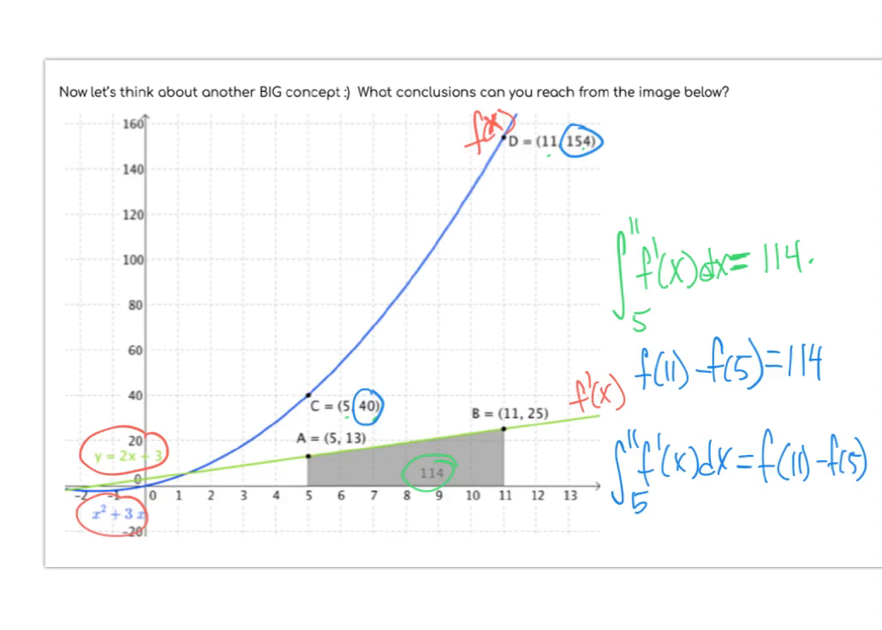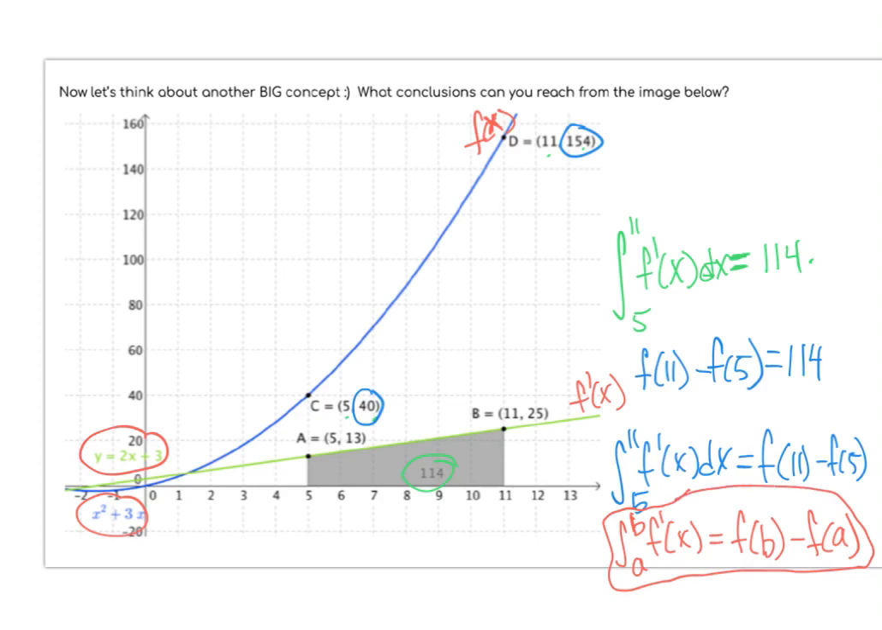Okay, let's generalize this a little bit and say something like, I'm going to change colors, the integral from a to b of some derivative is equal to whatever that function is the derivative of at b minus f of a. This is a really, really big deal. This is something called the fundamental theorem of calculus.